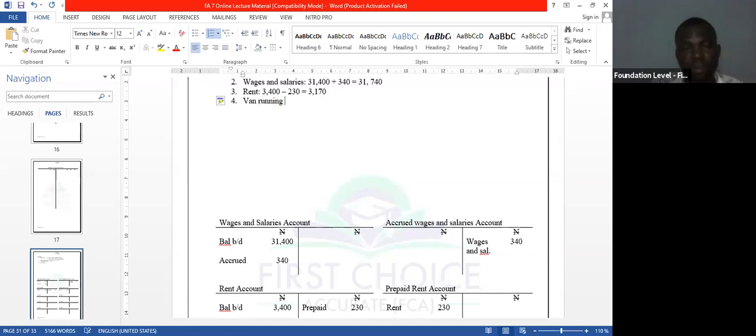So the one given to us from the question, we have from the trial balance, is 615. But the additional information says that the van running cost we are owing is a total sum of 72. So which means the total cost will now be 687.